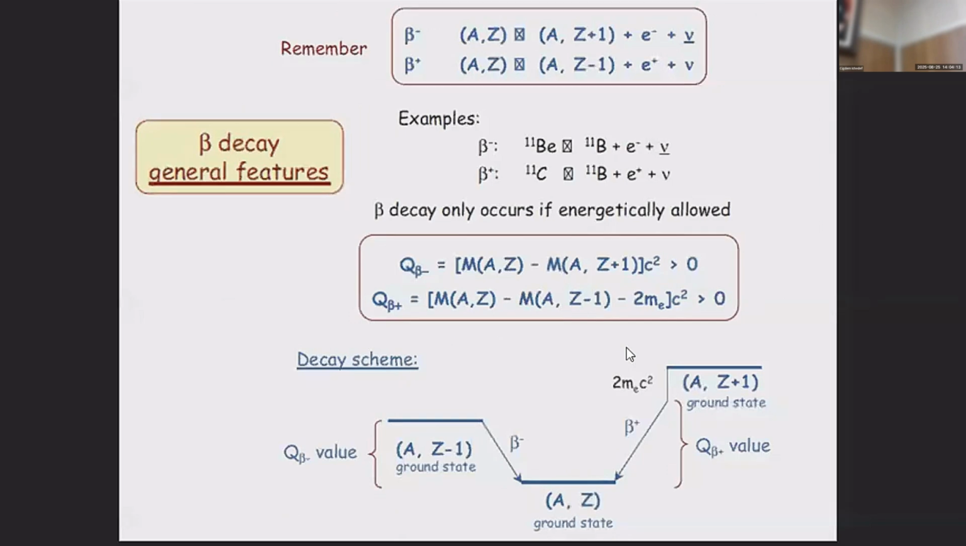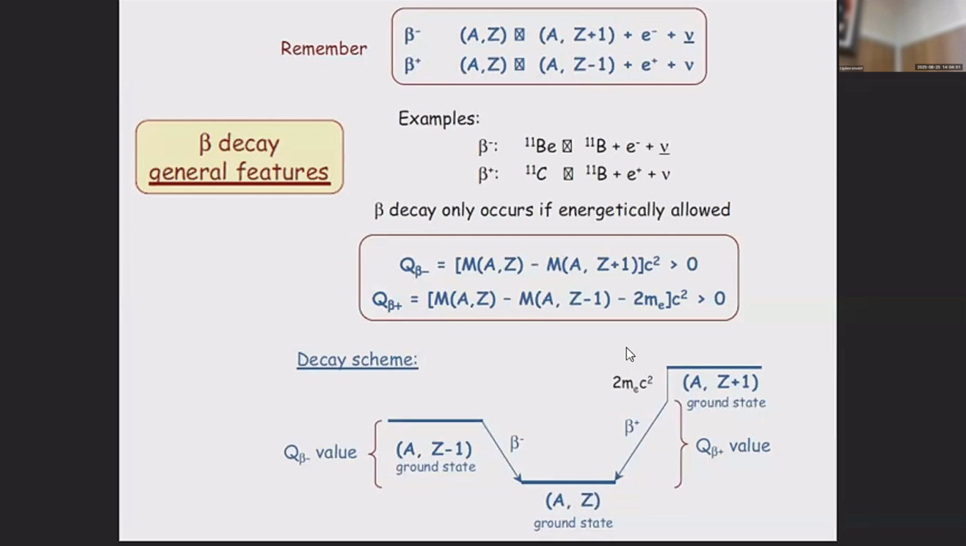With an electron plus antineutrino, or for positron decay, the same with a positron and neutrino. Therefore, why do we have this neutrino or antineutrino? It is because of the conservation of spin, actually. For beta minus, you see here beryllium changes to boron. For beta plus, carbon changes to boron with an electron and positron, neutrino and antineutrino.